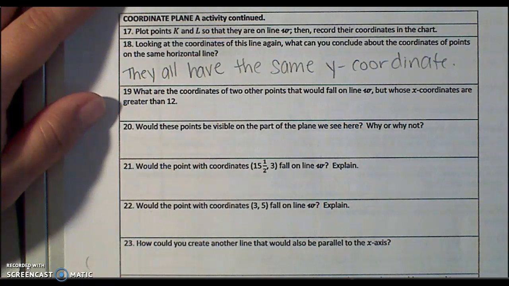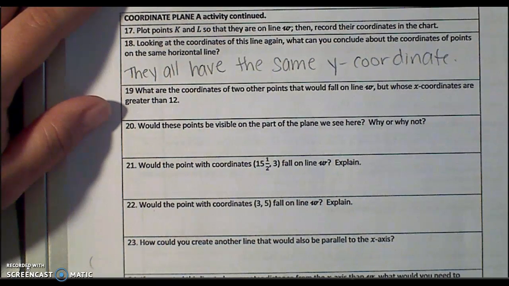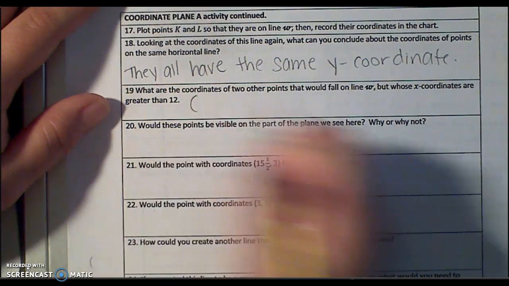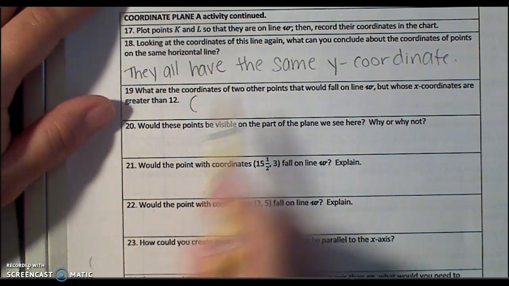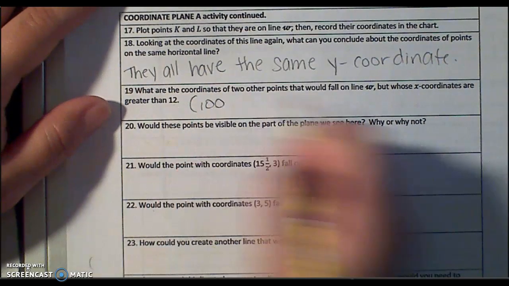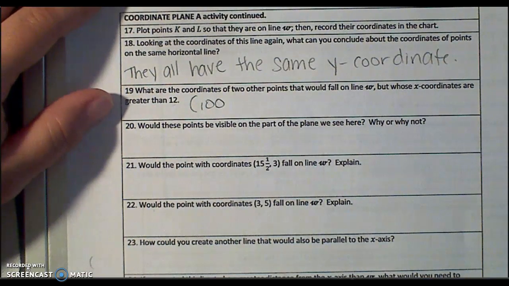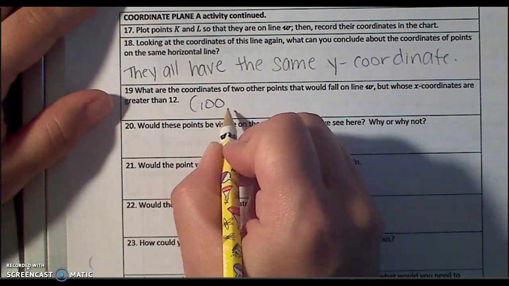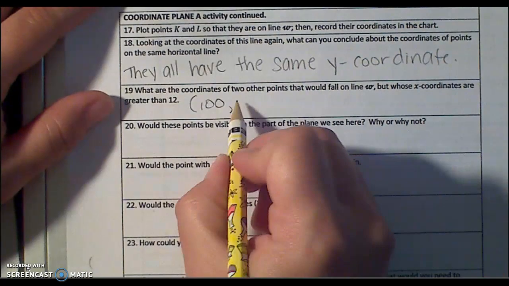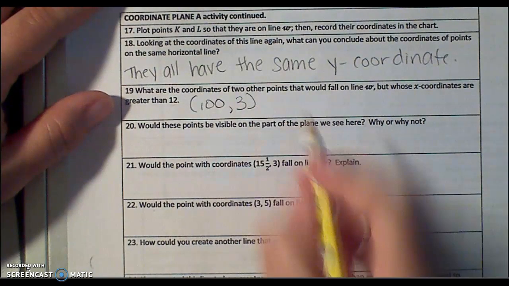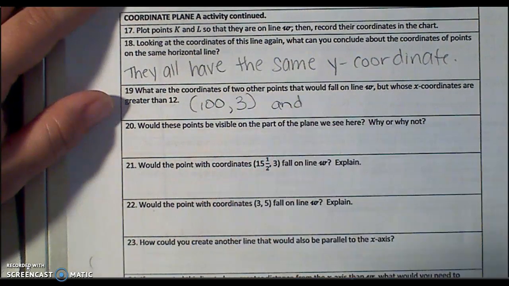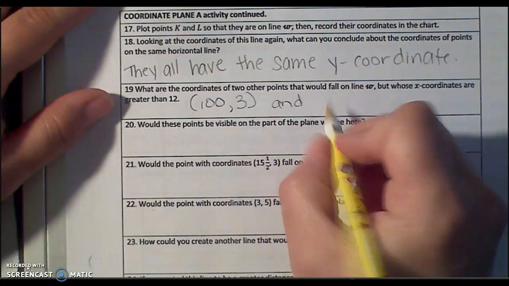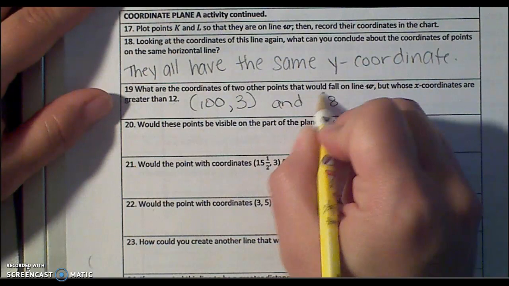What are the coordinates of two other points that would fall on line W but whose x-coordinates are greater than 12? Well, now we get to make them up, and we can be really outlandish with it. I know a number greater than 12 is 100. And if I wanted it to still land on that same line, what would my y-coordinate have to be? 3. So 100, 3. And we can do one that's not so crazy. How about 18, 3.